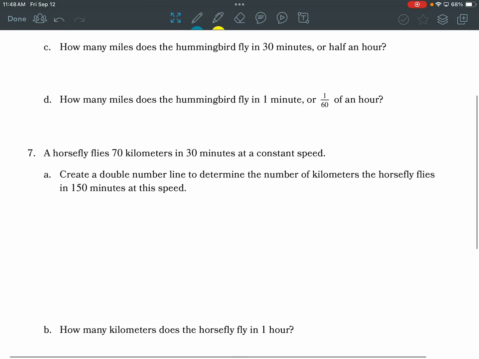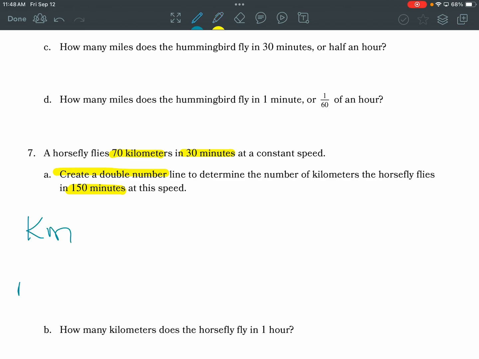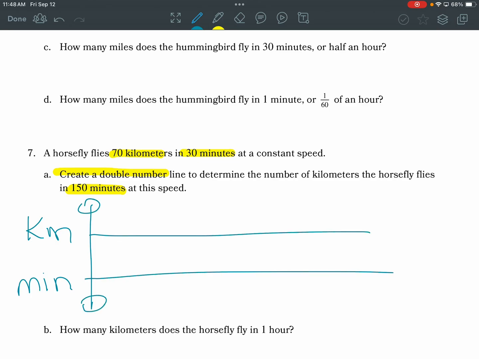All right. Housefly. 70 kilometers in 30 minutes at a constant speed. So it keeps flying at that same rate the whole time. So they want us to create a double number line, and we have to go up to 150 minutes. So we're going to do kilometers to minutes is our double number line. And we start at 0.